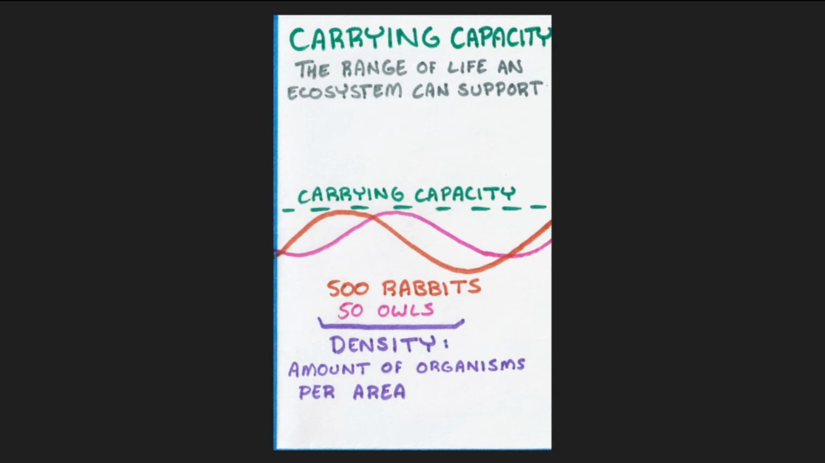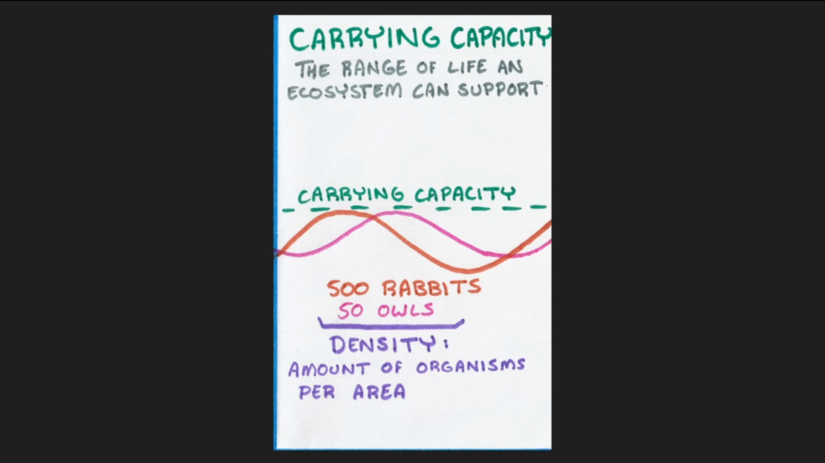It's just how many organisms per area, usually represented in some kind of a fraction. If it is a less dense area, there's fewer organisms. And if it is a more dense area, there are more organisms in the area. So again, carrying capacity, just the idea of pretty much the maximum amount of organisms that an ecosystem can support steadily.